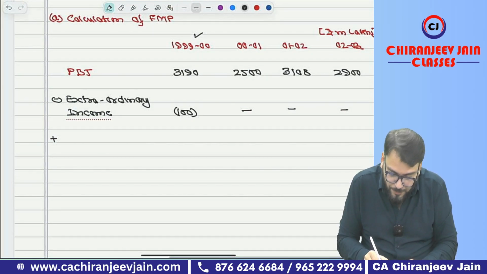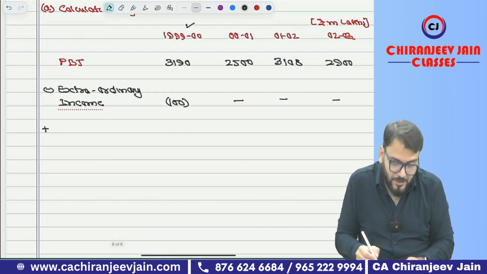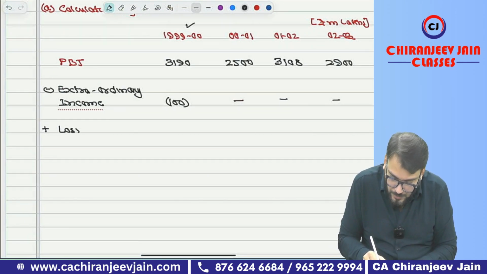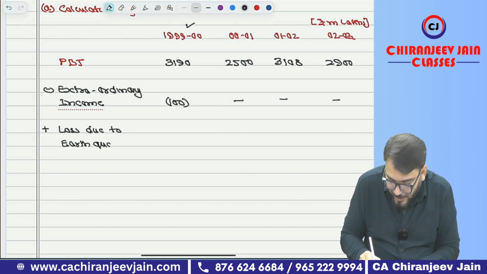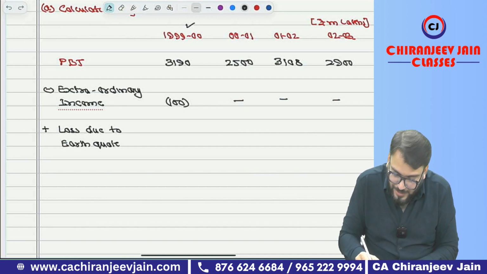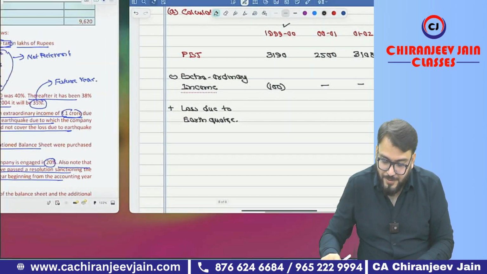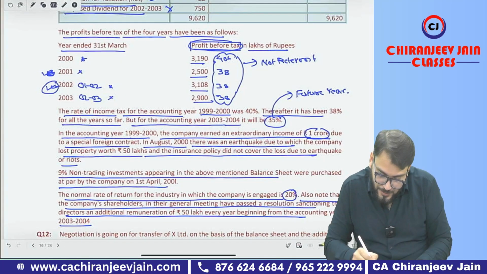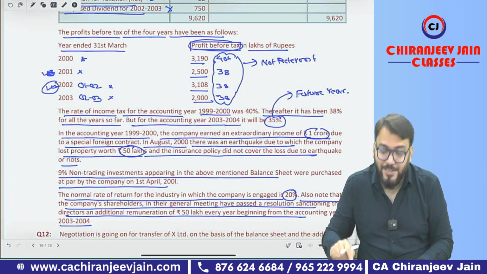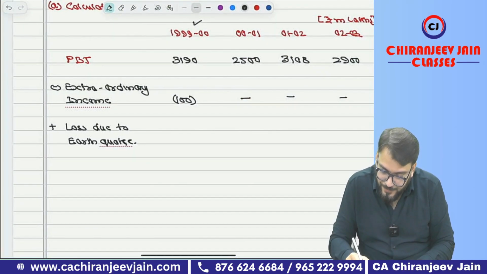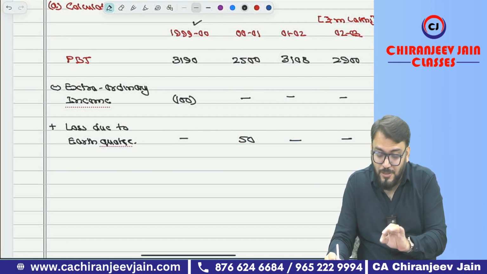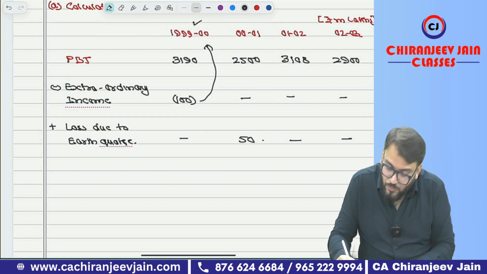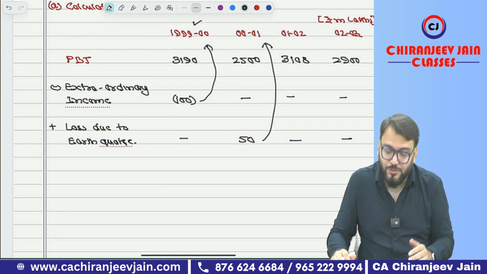Then the next point they have given is about loss due to earthquake. Any loss due to earthquake will also be eliminated; we'll add it back. What is the amount? It is 50 lakh. For the second year, we'll add 50 lakh. I hope you are understanding why in this year; that is as per the information given in the question.